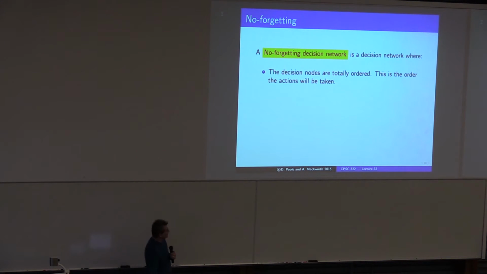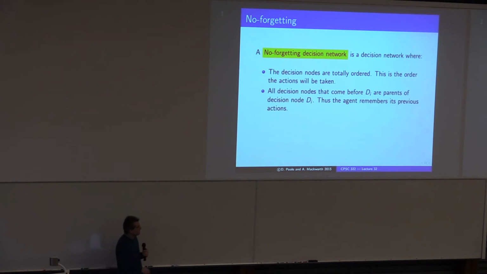So the first thing we're going to do is define something called a no-forgetting decision network. It's a special type of decision network, and it's the sort of decision network that we can solve efficiently. It's a decision network where the decision nodes are totally ordered, so we've got a sequence of actions that we can perform, in a total order. All decision nodes that come before some decision node D_i are parents of it. In other words, the agent remembers its previous actions.